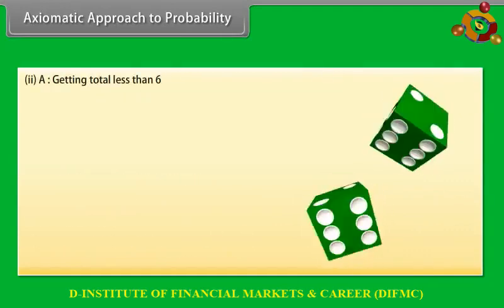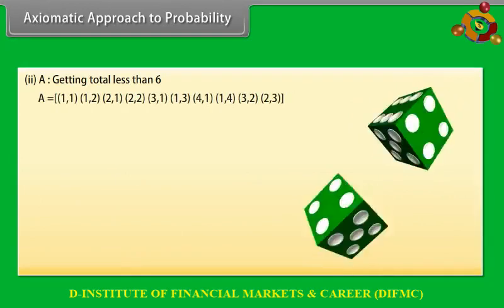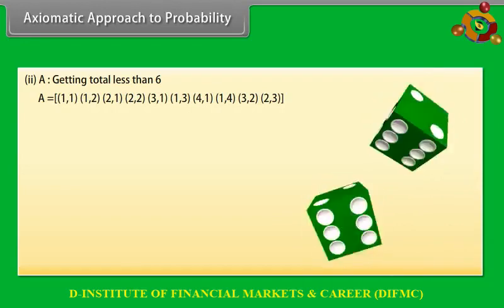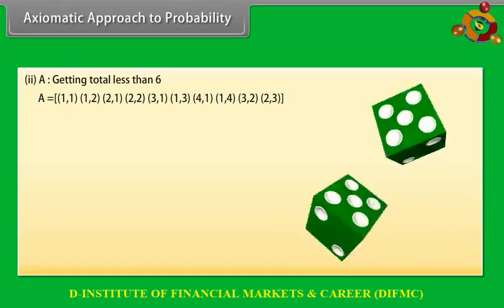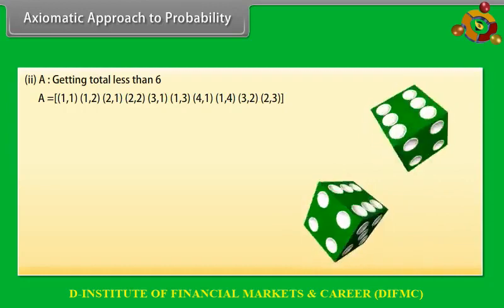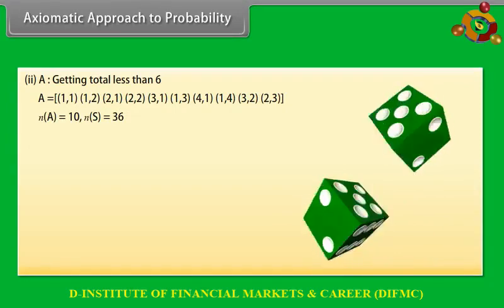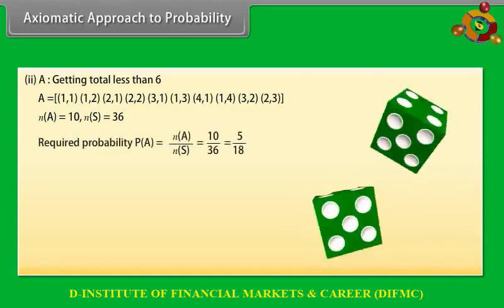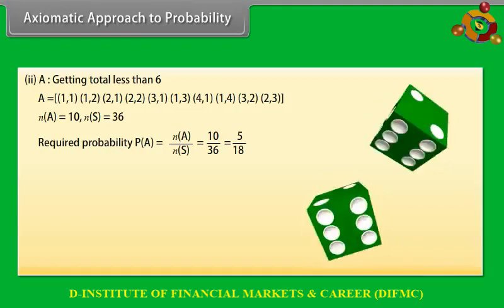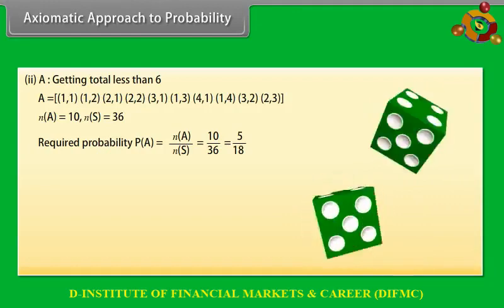2. A: getting total less than 6. A is equal to (1,1), (1,2), (2,1), (1,3), (3,1), (1,4), (4,1), (2,3), (3,2), (2,2). n(A) is equal to 10. n(S) is equal to 36. Required probability P(A) is equal to n(A) by n(S) is equal to 10 by 36 is equal to 5 by 18.